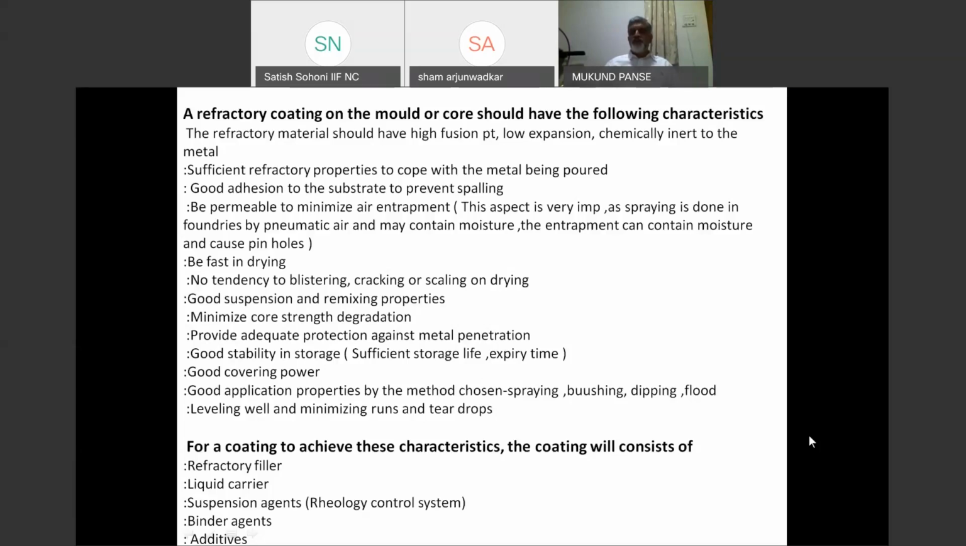The mixture should have good suspension. The coat or mold strength should not degrade. The metal penetration should stop. For all these, the basic agents are, as discussed, refractory filler, liquid carrier, suspension agent, binding agent, and certain additional additives are required so that the spread of the metal, or the scaling, cracking, blistering properties are adjusted.